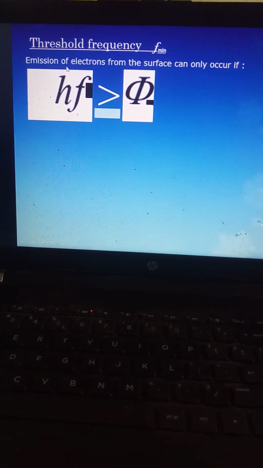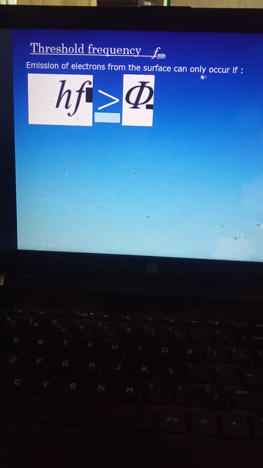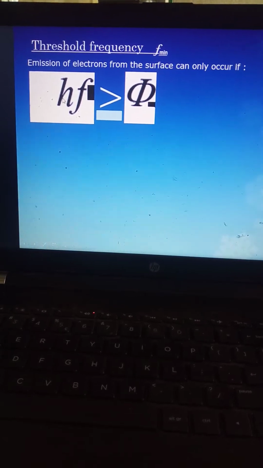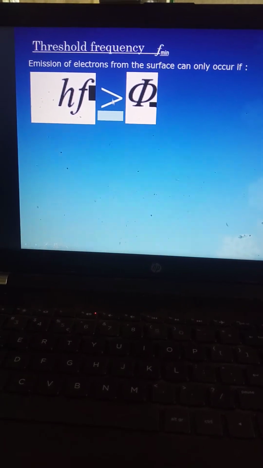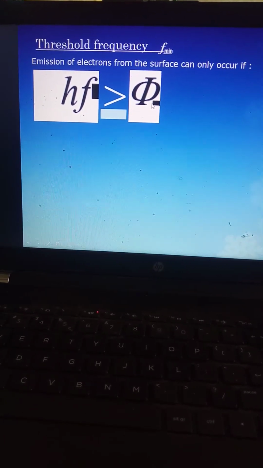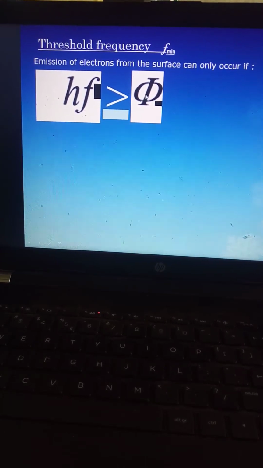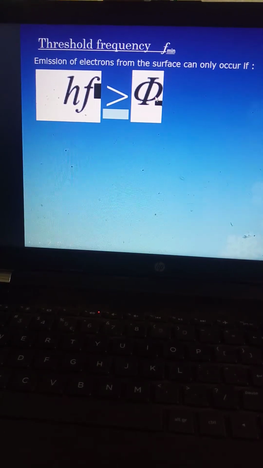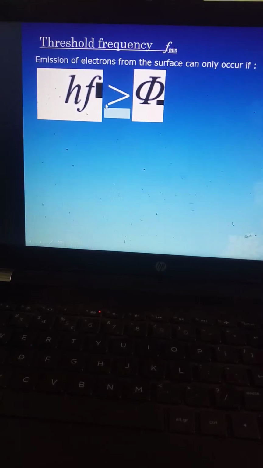Now, the emission of electrons from the surface can only occur if the energy of the photon is greater than or equal to the work function. If it is greater than the work function, it will escape with kinetic energy. If it is equal to the work function, the kinetic energy will be zero.